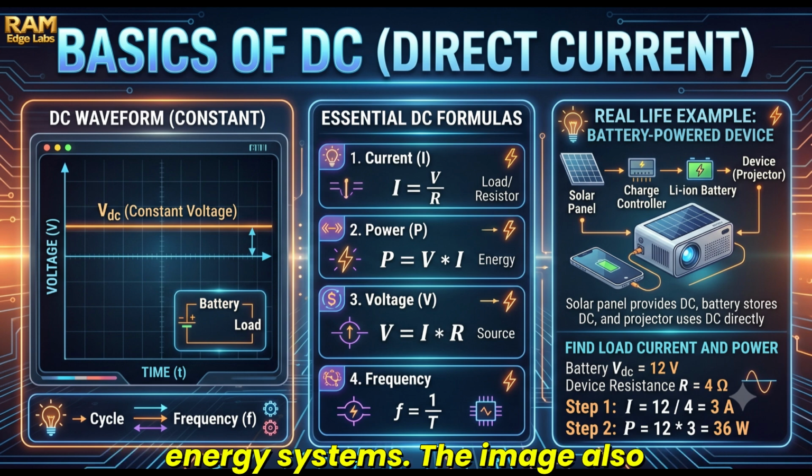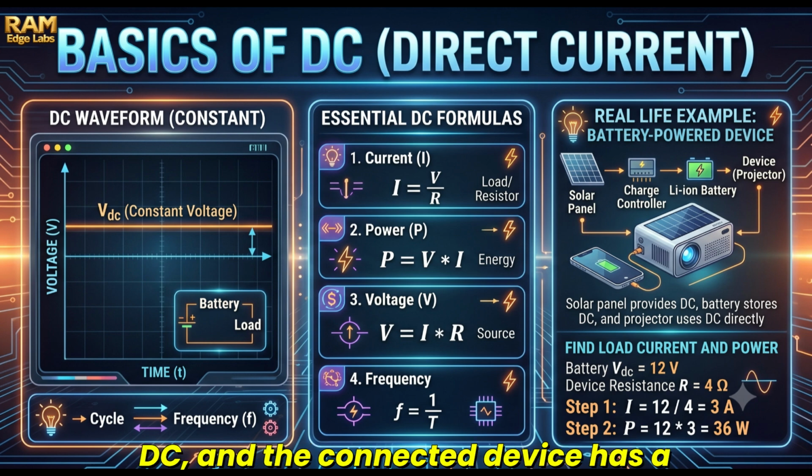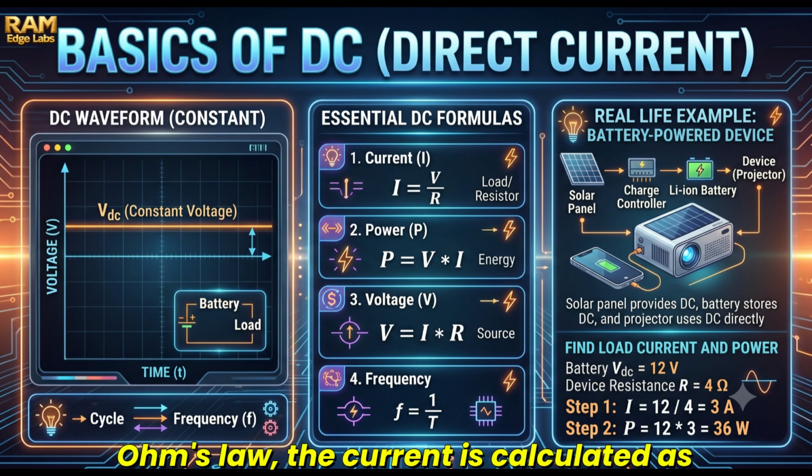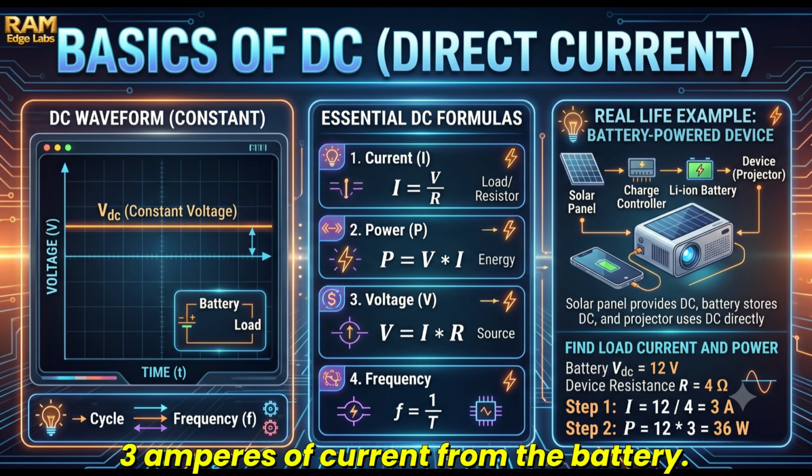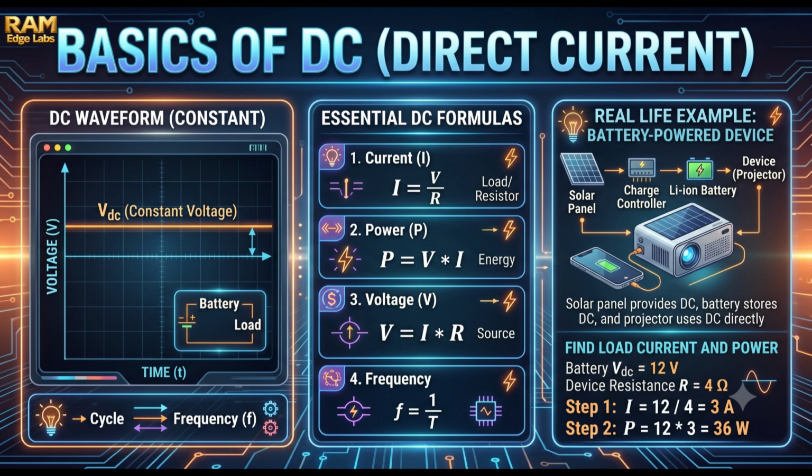The image also provides a practical calculation using Ohm's law and the power formula. Suppose a battery supplies 12 volts DC, and the connected device has a resistance of 4 ohms. Using Ohm's law, the current is calculated as I equals V over R equals 12 V divided by 4 ohms equals 3 A. This means the device draws 3 amperes of current from the battery.